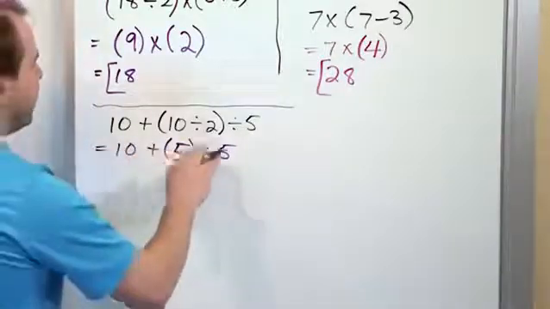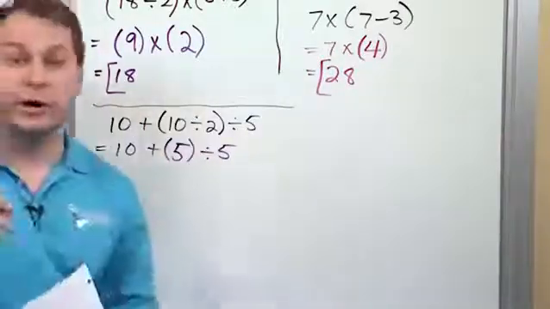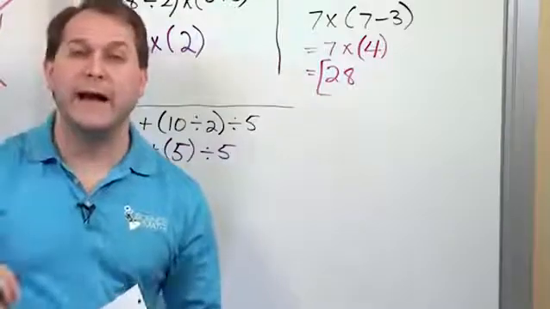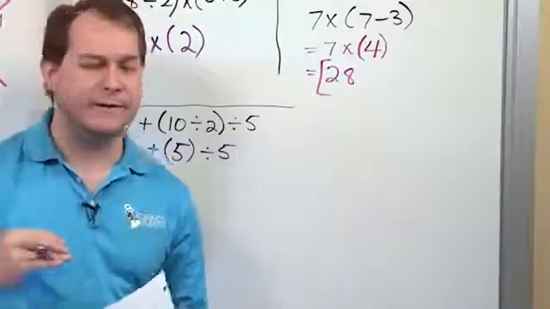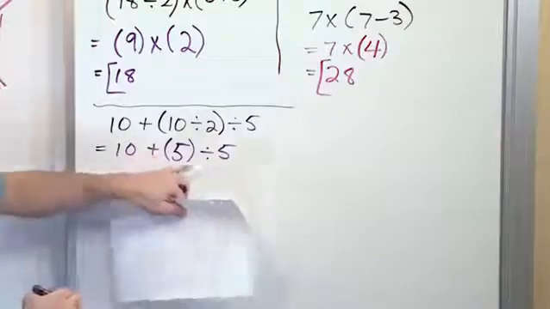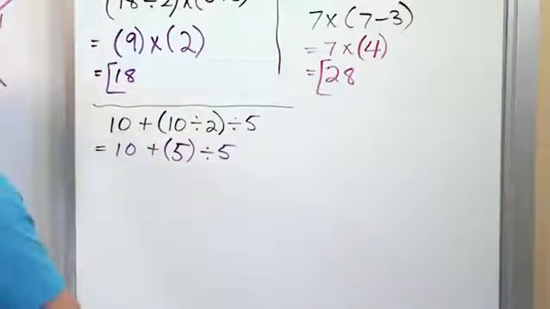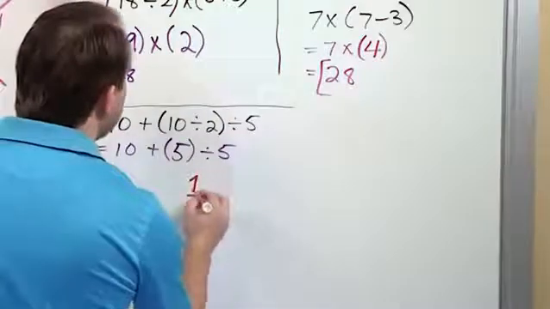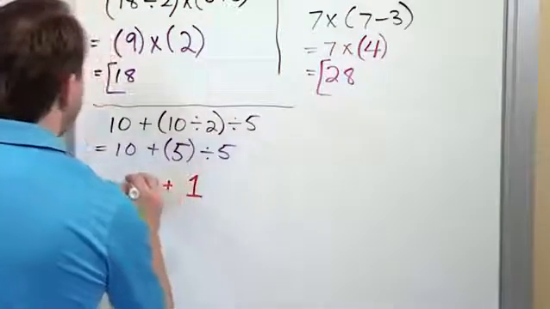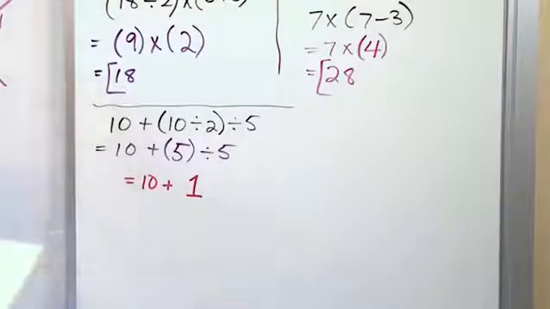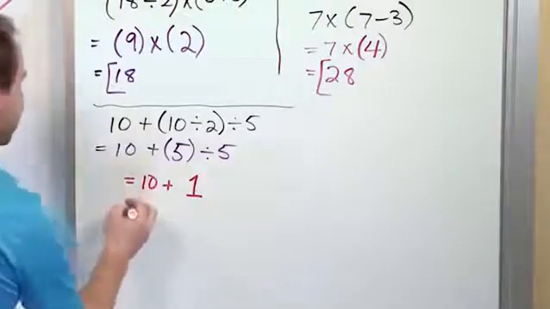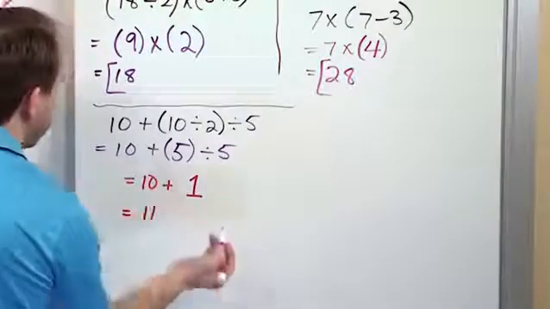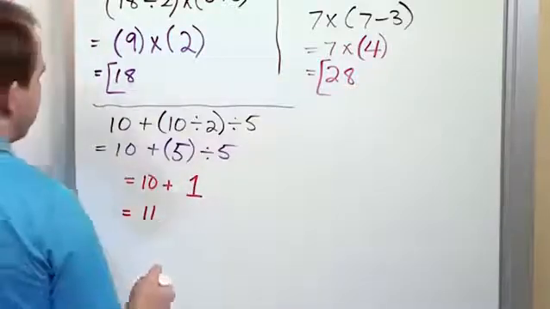We've done the parentheses. The next thing we do is we look for multiplying and dividing. That's the very next step after parentheses. Well, we have addition here, but we have division over here, so we need to do this first. 5 divided by 5 is 1. We still have our plus 10 that we haven't handled yet. And the very last thing, there's nothing else to do. 10 plus 1 is 11, so addition and subtraction come last.